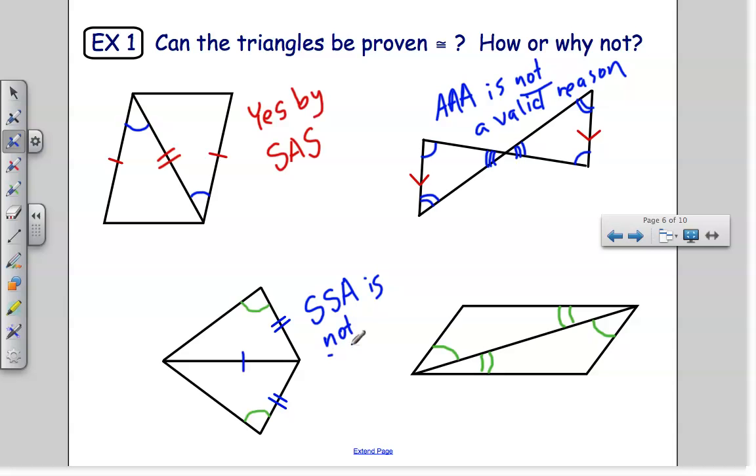So do I know for certain those triangles are congruent? No. It's not a valid reason. It doesn't always work.